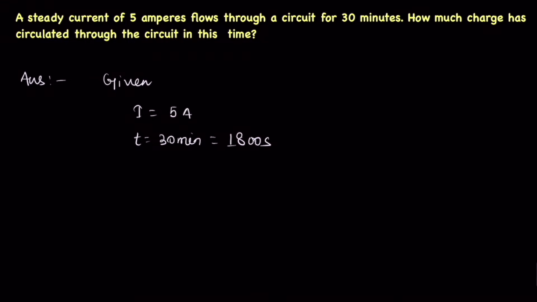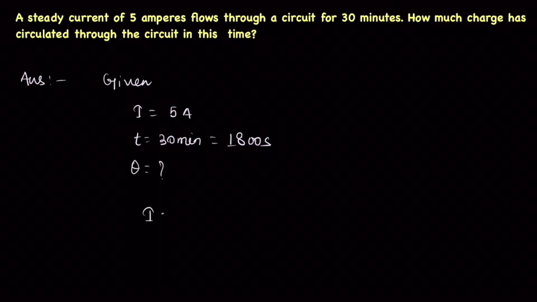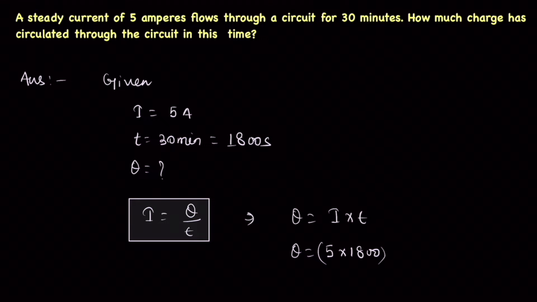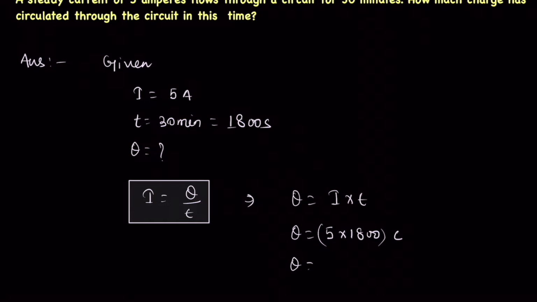And we have to find the charge. Q we have to find. So we know that current is equal to charge upon time. This is our formula. So from here, charge is equal to current into time. It will form Q is equal to 9000 coulomb.